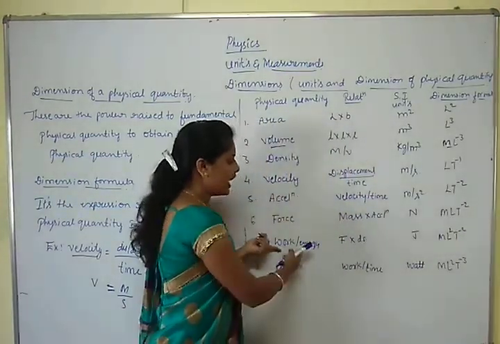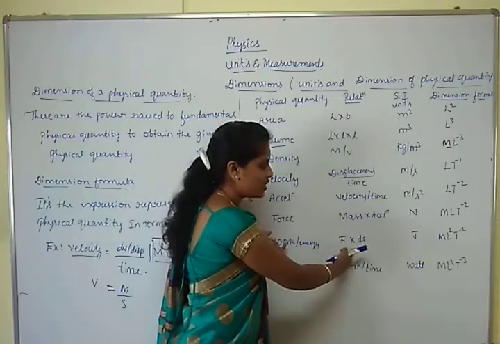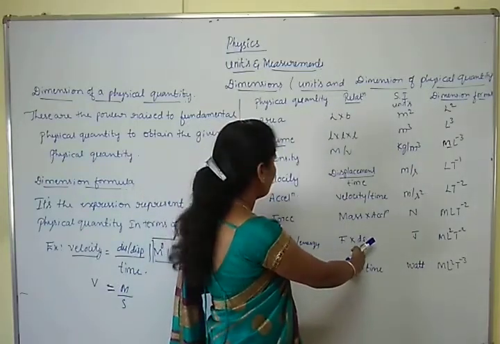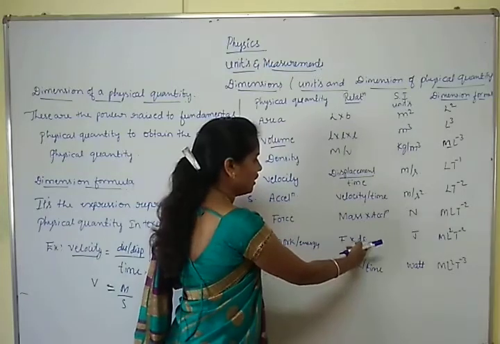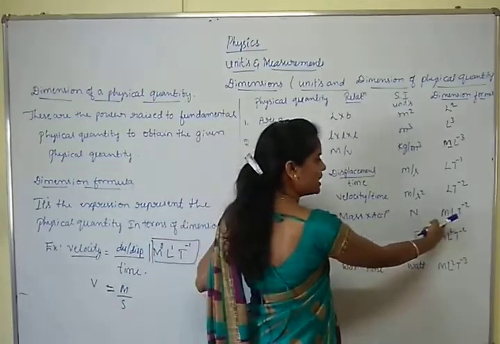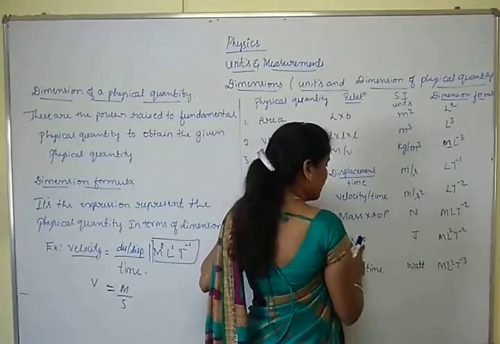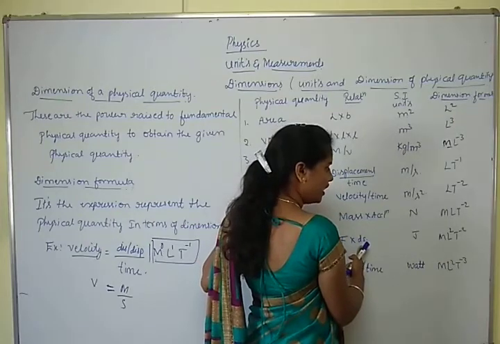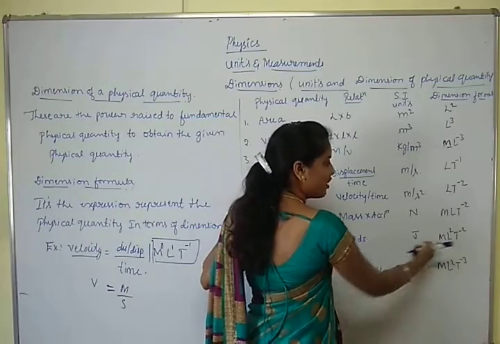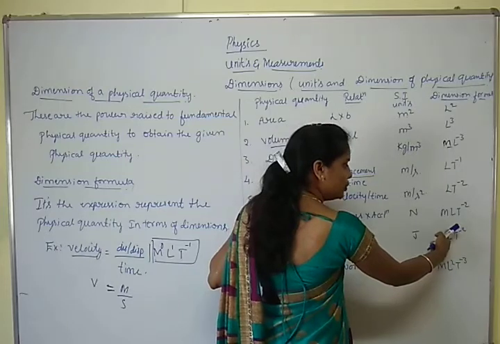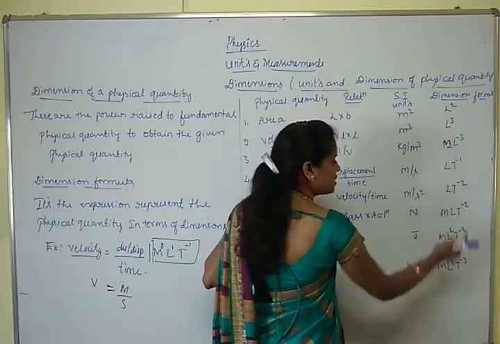Because work can be defined as the product of force and displacement. We already know that the dimensional formula of force is M L T^-2. One more factor is there, that is distance. Therefore, the dimensional formula of work is M L^2 T^-2.